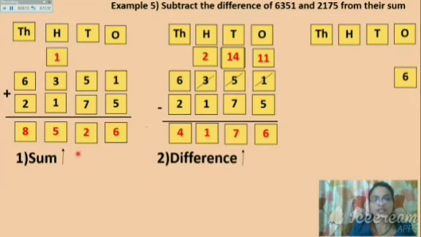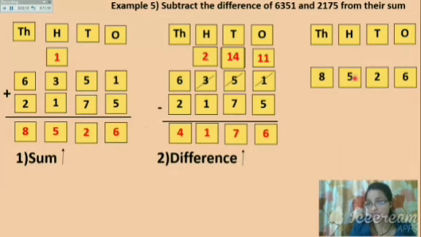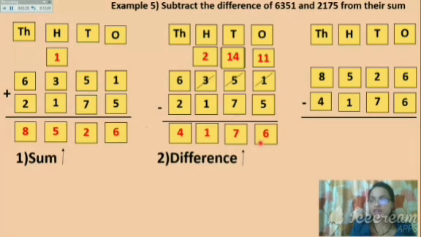So let us do now the third step. What is our sum? What is the sum here? 8526. That you write here as the first number. Minus. Subtract means what? Minus. Your difference. The difference answer is how much? 4176. So that you write, and now subtract, means again do the subtraction, minus. So 6 minus 6, 0. 2 minus 7, can you do? No. Borrow from the next number. Here you will get 12. 12 minus 7, how much?